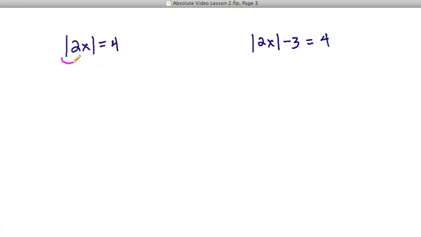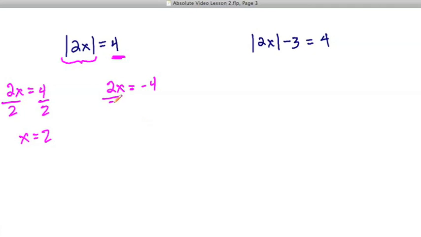So what we're saying here is the distance from Eckert's house of 2x is 4. And if you remember back to my house, you know that there's actually 2 houses that are 4 away. We would have 2x equals 4, but then we would also have 2x equals -4. Okay, and I would divide by 2. X equals 2. And I would divide by 2. X equals -2. And I'm not going to plug those in.